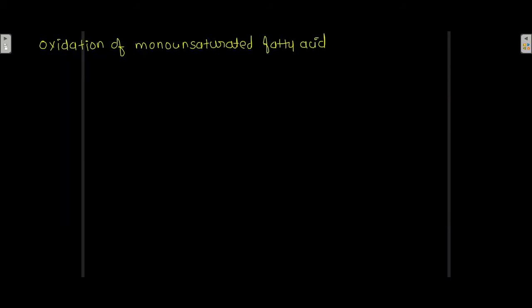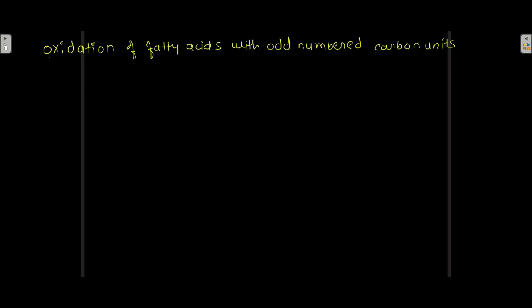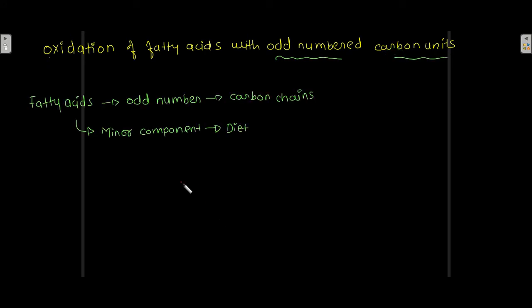Now let's read about oxidation of monounsaturated fatty acids. Before that, let's read about the oxidation of fatty acids with an odd number of carbon units. Fatty acids which have an odd number of carbons are a minor component of the diet. We don't eat that many fatty acids with an odd number of carbons.